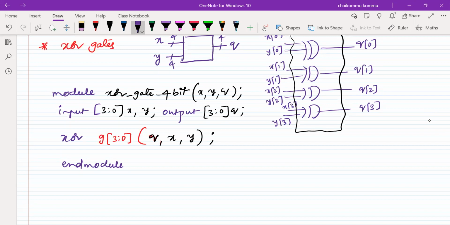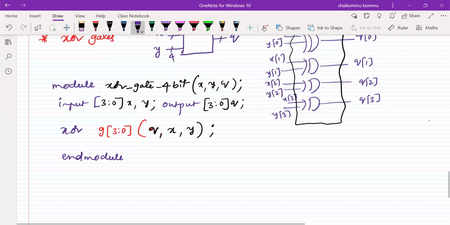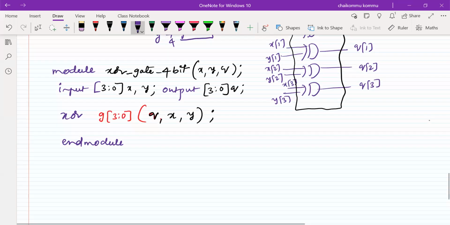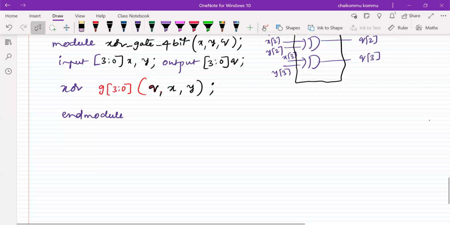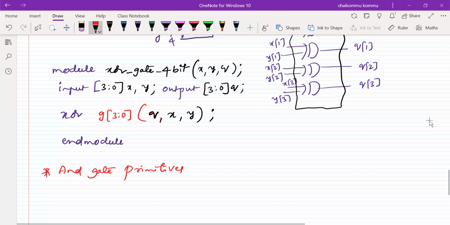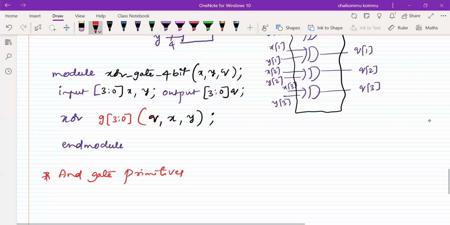Similarly, it is possible to write for the AND gate also. Shall I write the gate level modeling here? Not necessary, so I am directly writing. Please remember, I'm going to write the AND gate, the XOR gate primitives. Just copy all these things, copy and then paste.